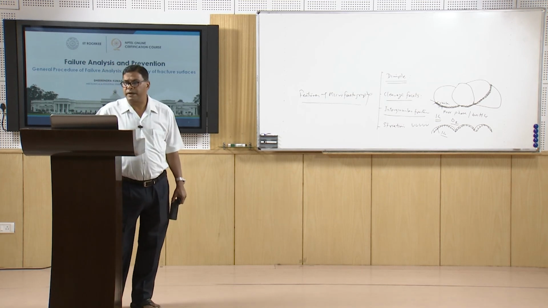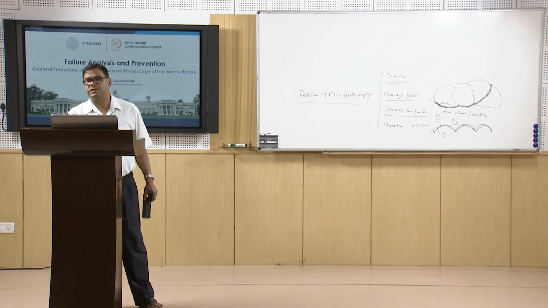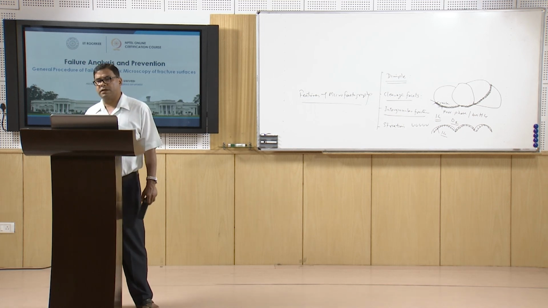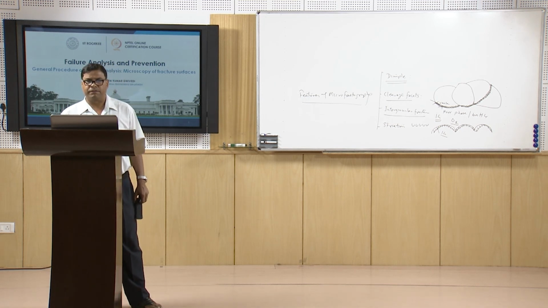And this kind of fracture is observed, say, in the case of temper brittle steels due to the segregation of embrittling species at the grain boundaries. This kind of fracture is also observed in the case of stress corrosion cracking and hydrogen induced cracking. So, this feature is indicative of brittle fracture due to the growth of the crack through the grain boundaries, leading to the exposure of the grains at the fracture surface, and so this is basically brittle intergranular fracture.